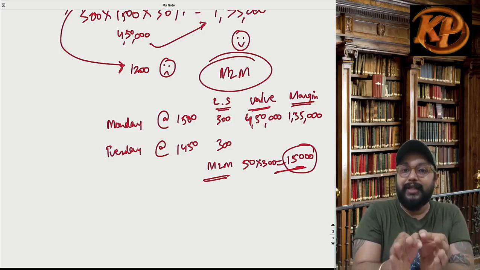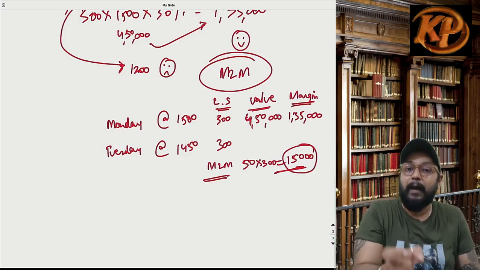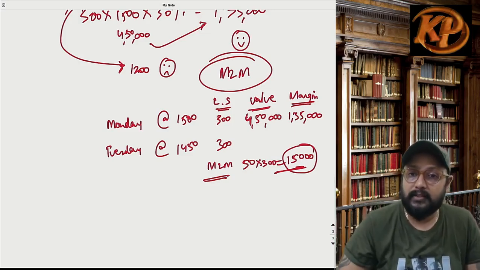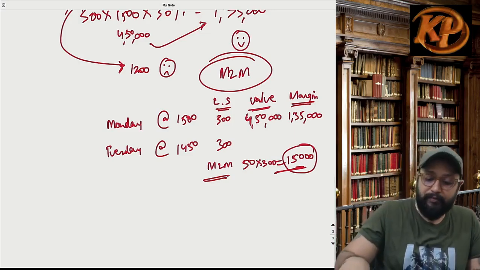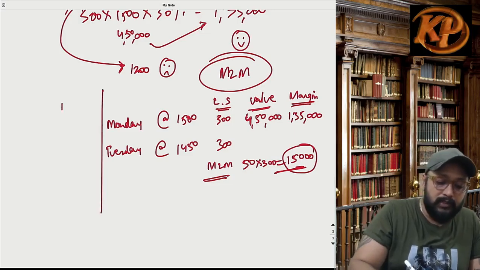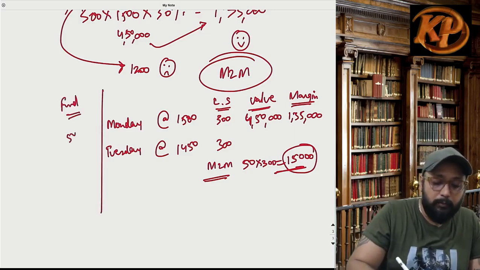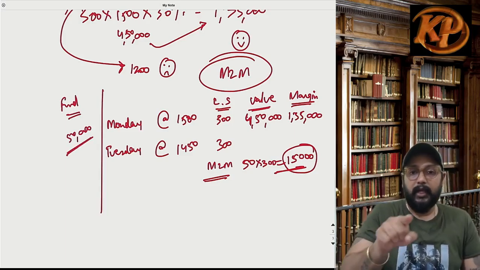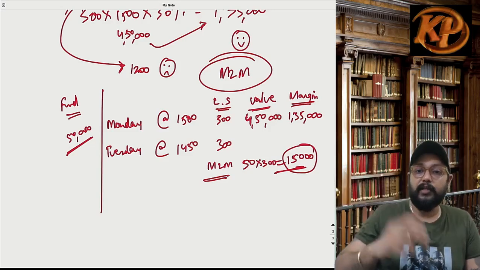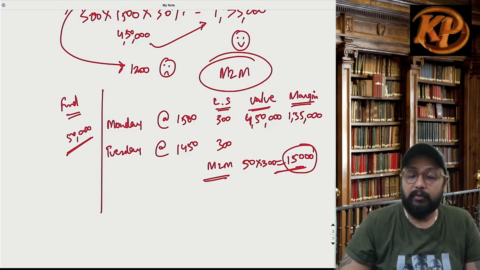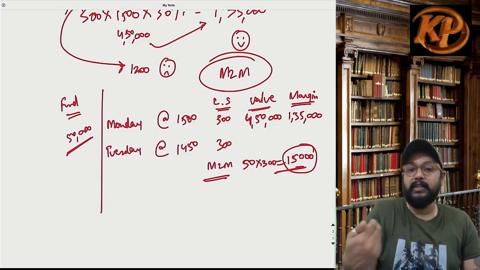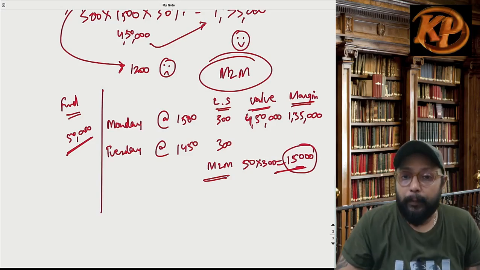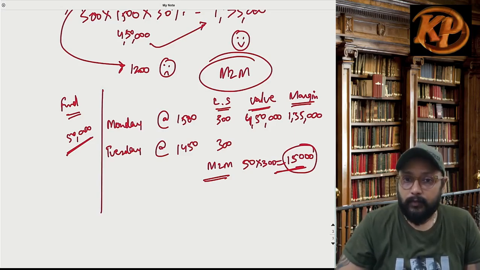Immediately on Tuesday evening, your broker will debit 15,000 from your fund balance. What was your fund balance? Continue with my previous example. Yesterday we understood that my fund balance is 50,000. Immediately from 50,000, this 15,000 will be debited. So on Wednesday morning, when you get up and see your fund balance in your demat account, it will show as 35,000. 15,000 debited towards M2M for Infosys.